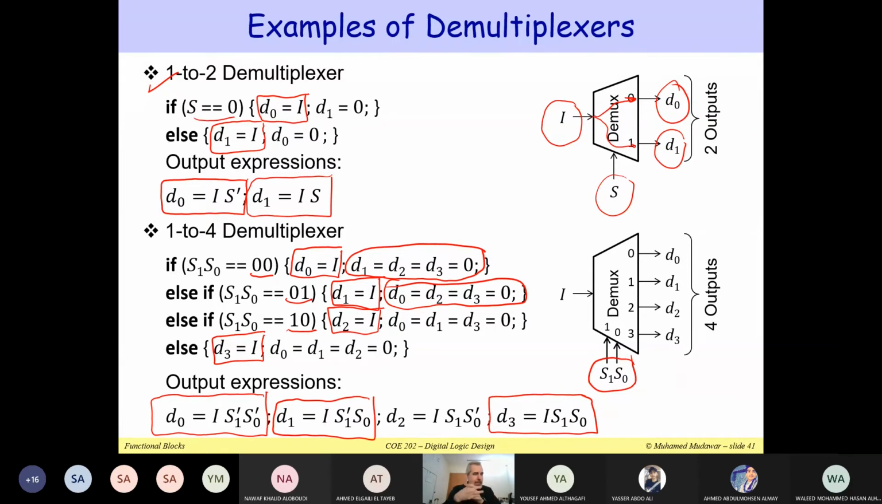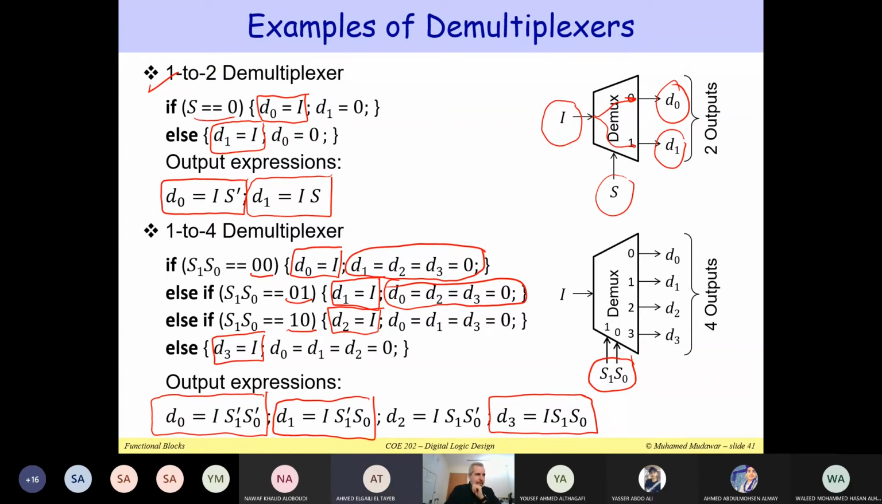You are right. The decoder has 2 to the power n outputs. Remember the decoder? It had 2 to the power n outputs, so it is similar to a demultiplexer. Only one of the outputs is 1, and the other ones will be zeros.